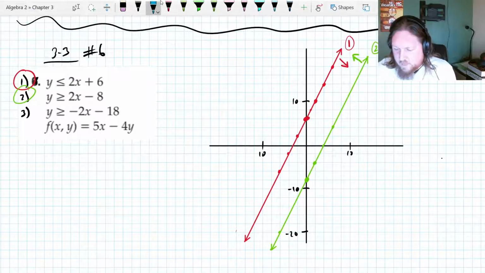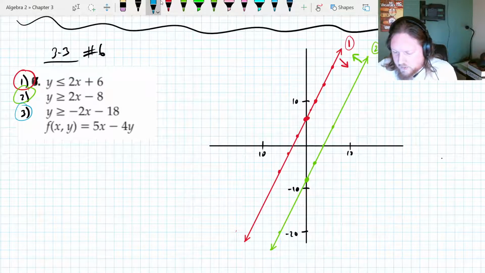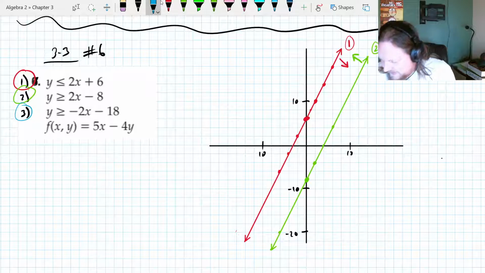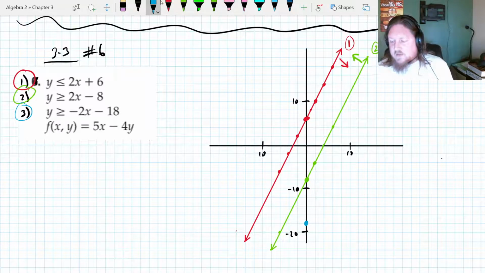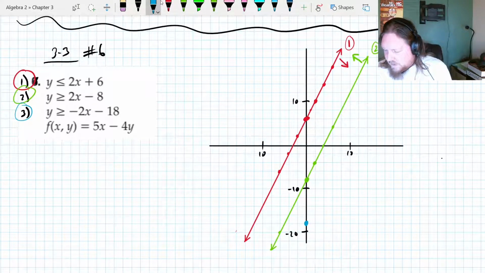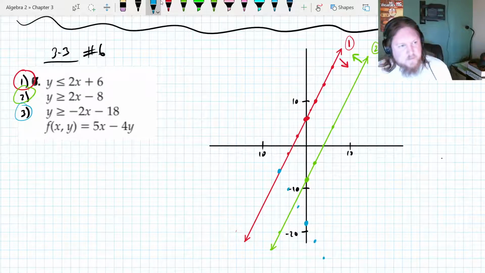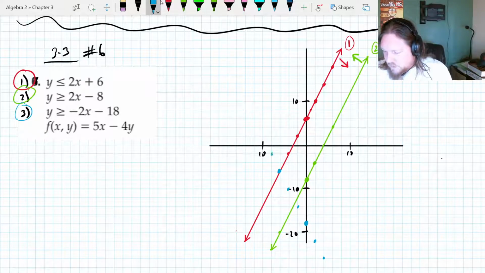And we'll do the final inequality, 3, negative 2x minus 18. So let's go to minus 18. And now this one here is going to be a negative slope, not quite perpendicular, so it's basically going to go down 2 to the right 1, down 2 to the right 1, or up 2 to the left 1, up 2 to the left 1, up 2 to the left 1. And that's nice right there because I see it crossed a nice neat spot here. And the other one I'm not so sure.